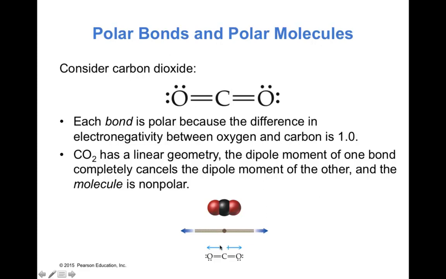In the same way, we can draw another arrow from right to left, representing the dipole moment of this bond. Oxygen is more electronegative, carbon more positive. So we have one vector going to the left and one vector going to the right. Because they are going in different directions, they're going to cancel. And even though you have two polar bonds, the molecule is nonpolar.